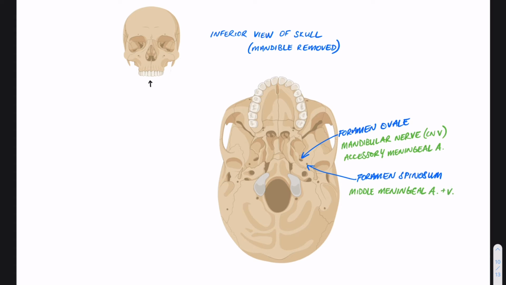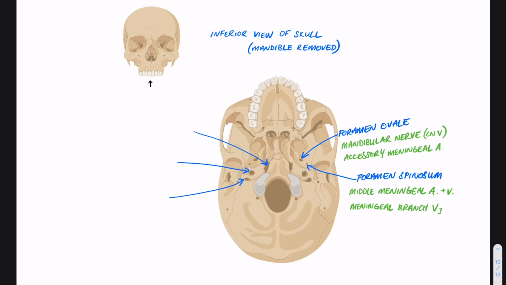Now a little bit posterior to that and a bit smaller as well, but still on the base of the greater wing of the sphenoid, we find the foramen spinosum, and that'll transmit the middle meningeal arteries and veins, and also the meningeal branch of the mandibular nerve, denoted here as V3.